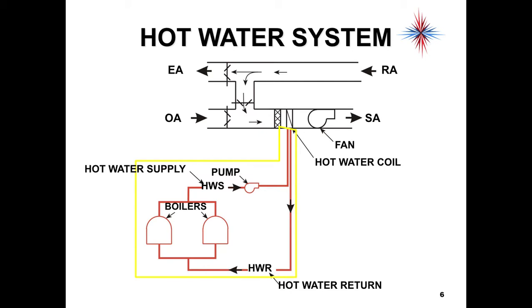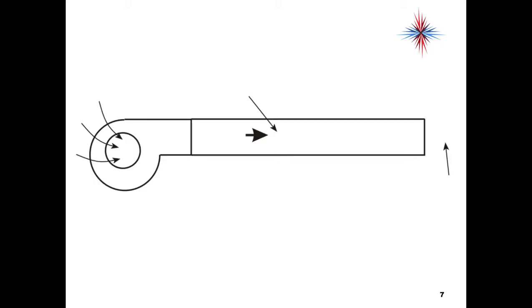Again, the coil in there could be refrigerant or water. In this case it's water, but it could be anything else, and it could also be electric heat strips. For the purpose of airflow, I really don't care. It is something that is heating the air that's coming across it.